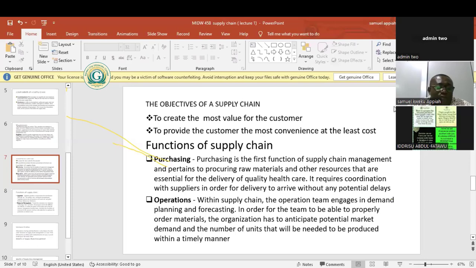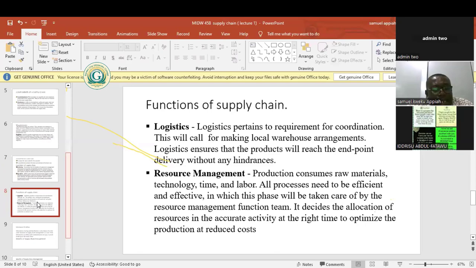And then the next function is logistics. Logistics, as we said, pertains to what? Logistics pertains to the requirement for coordination. This will call for making local warehouse arrangements. Logistics ensures that the product will reach the endpoint of delivery without any hindrances. So logistics deals with what? Distribution: how goods get to their rightful destination.